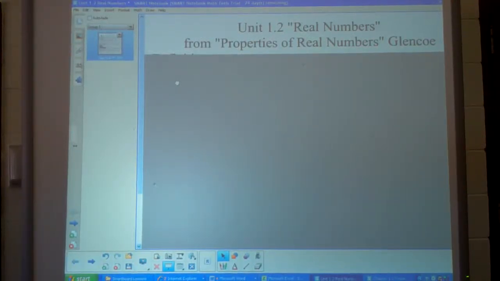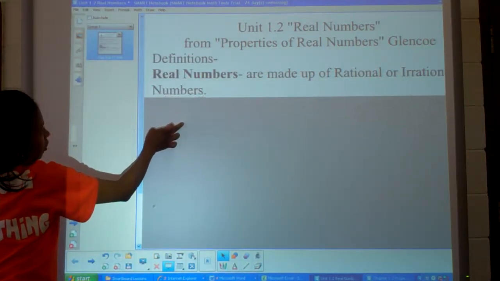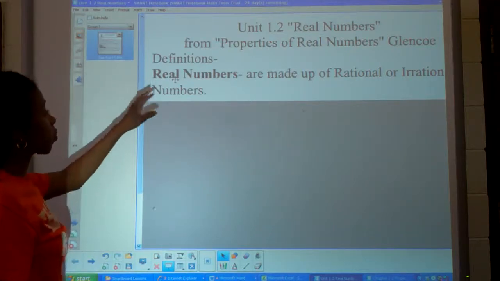This is Unit 1.2, Real Numbers, adapted from the Glencoe book, Properties of Real Numbers. Please take down your notes. We've already reviewed and discussed several things. Let's first of all look at real numbers.